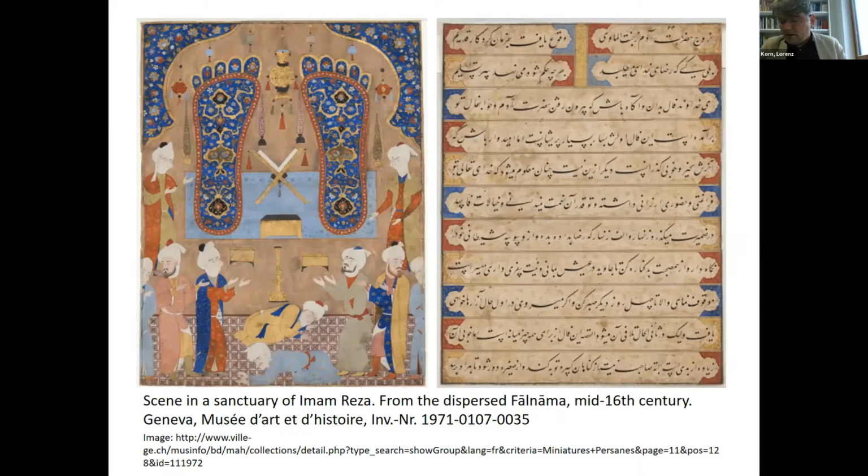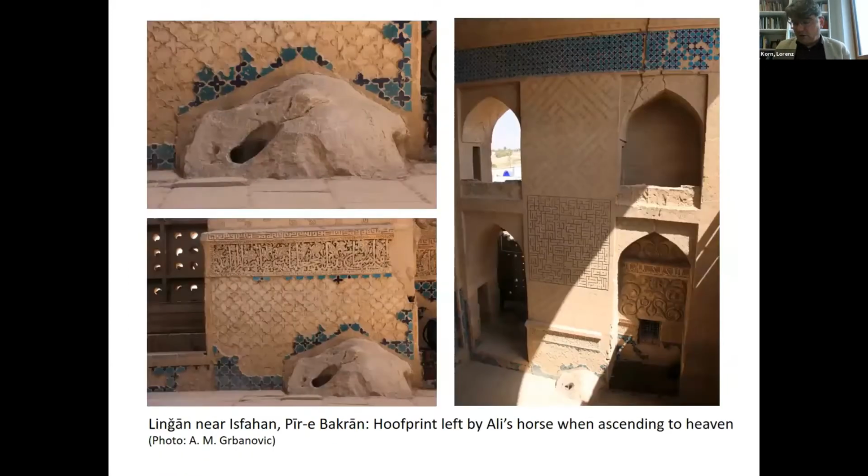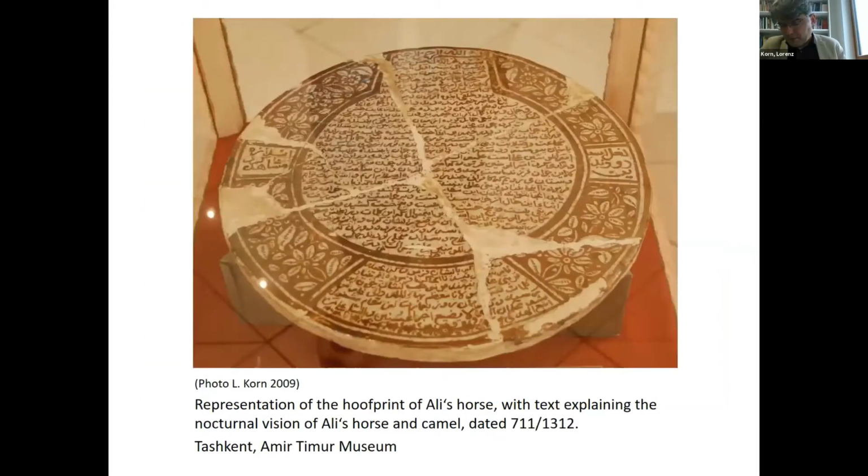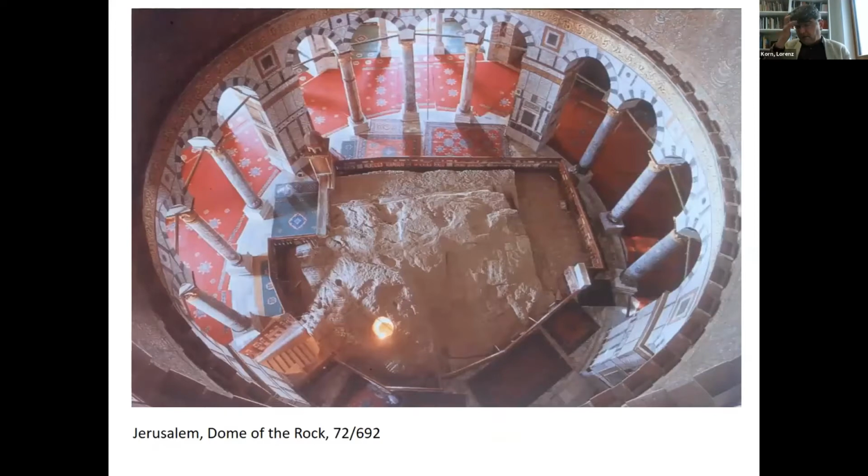The need to identify imprints on rocks as footprints does not stop with humans, but extends also to animals, such as the camel of the Prophet or the horse of Ali, which allegedly left a deep hole in a rock at the site of Pir Bakran in the region of Isfahan. We skip this one.